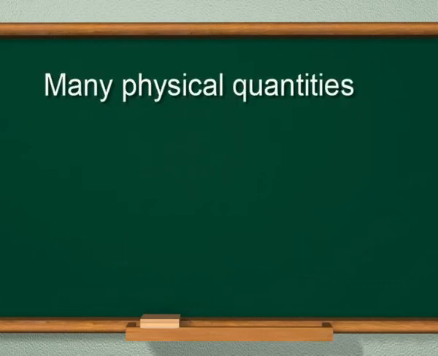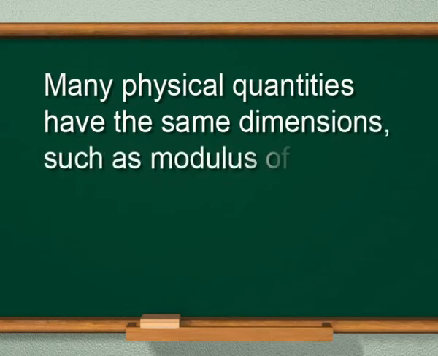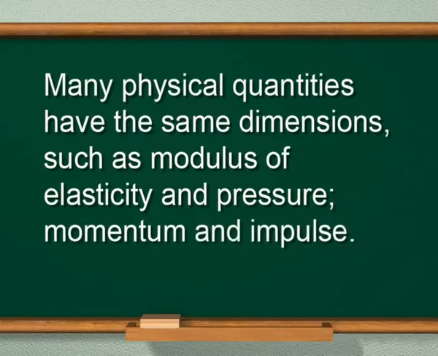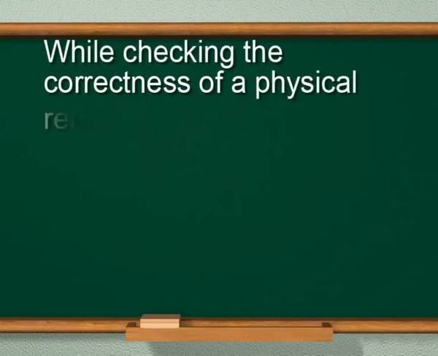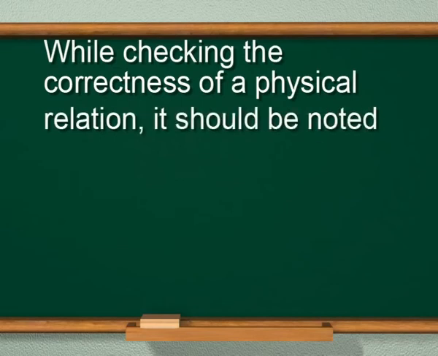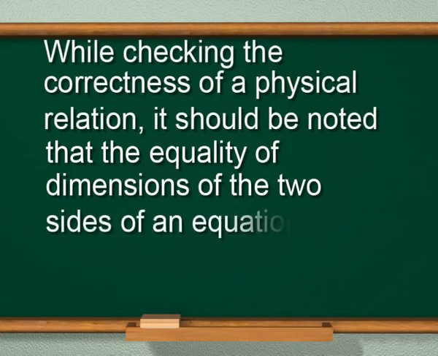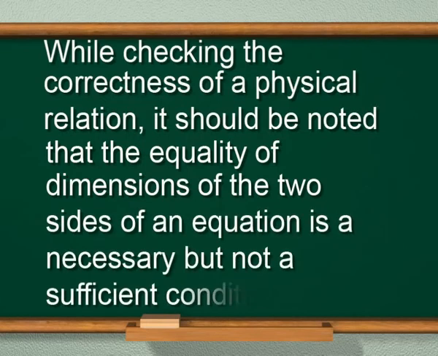The fifth is, many physical quantities have the same dimensions, such as modulus of elasticity and pressure, momentum and impulse. While checking the correctness of a physical relation, it should be noted that the equality of dimensions of the two sides of an equation is a necessary but not a sufficient condition.